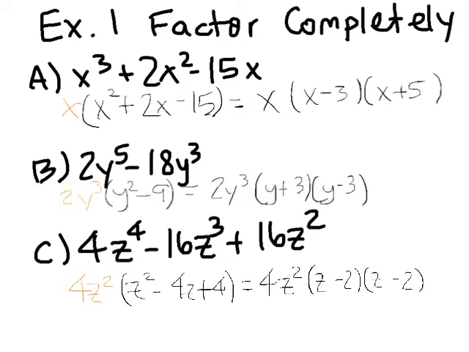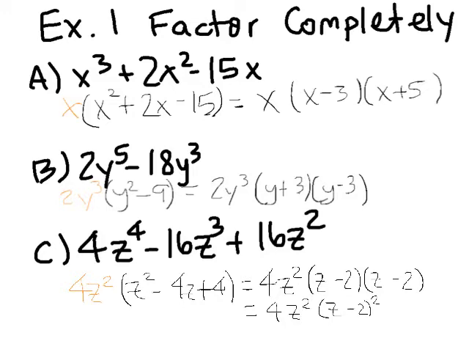Most answers that you find, like on a standardized test, aren't going to look this way. So this would be 4z squared times z minus 2 squared. And that's how you factor something completely: you look for a way that you can factor some things out first and then go from there. And you've got all sorts of tricks once you get to a quadratic.